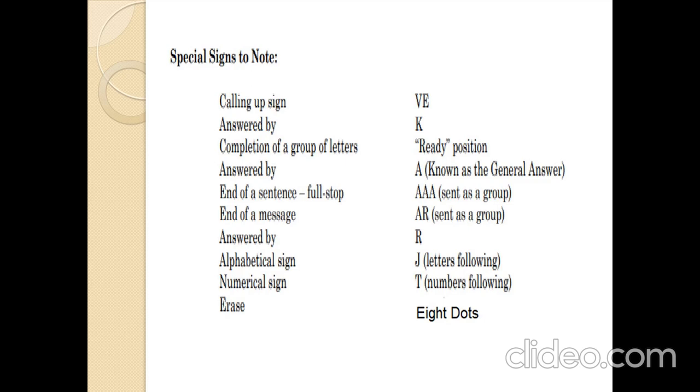To end a sentence, that is a full stop, they use A three times. To end a message, they use the letters AR, and it is answered by R. For alphabetical letters, they use the letter J. To start with a numerical sign, they use the letter T. If they want to erase the last word, they use eight dots. Eight dots means the last letter should be erased.